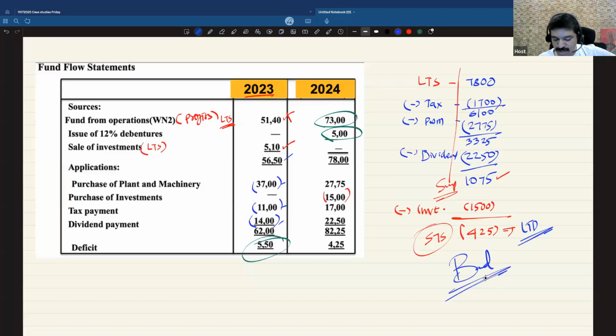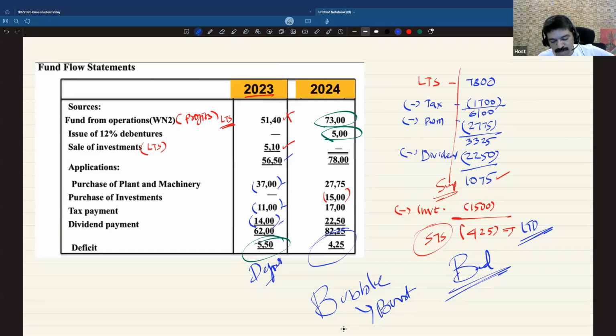Maybe last year they had a deficit and they continued their operations in 2024. So you may have a question, what's the big deal here? Here they had a deficit, but this company didn't get closed. They are running their show. In 2024 also they are running their show, and in 2024 also there is a deficit. And if they keep committing this mistake, then at one point the bubble will burst. That's how big companies will come crashing down.